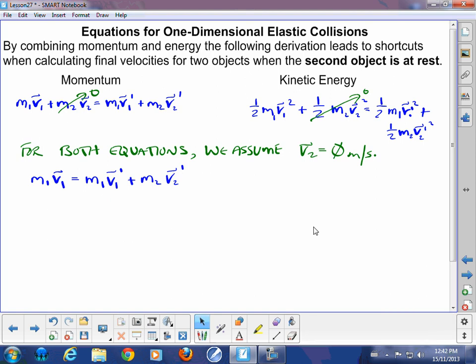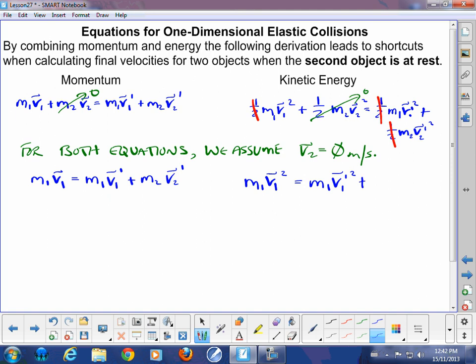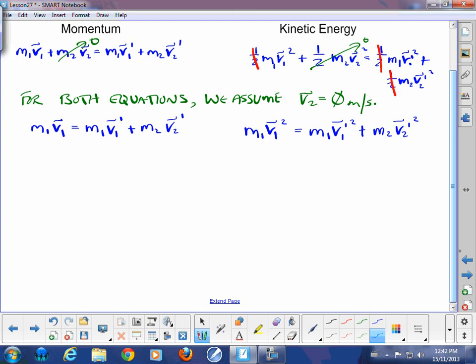And the other one, every term has a half in it, so I'm going to drop those one halves. Which reduces the kinetic energy formula to m1 v1 squared equal to m1 v1 prime squared plus m2 v2 prime squared. So those are the two formulas that we're going to manipulate here. My ultimate goal is I want to find something that's in common. This is something that obviously I wouldn't expect you to be able to do, so that's why I'm demonstrating it to you, and you can follow along.